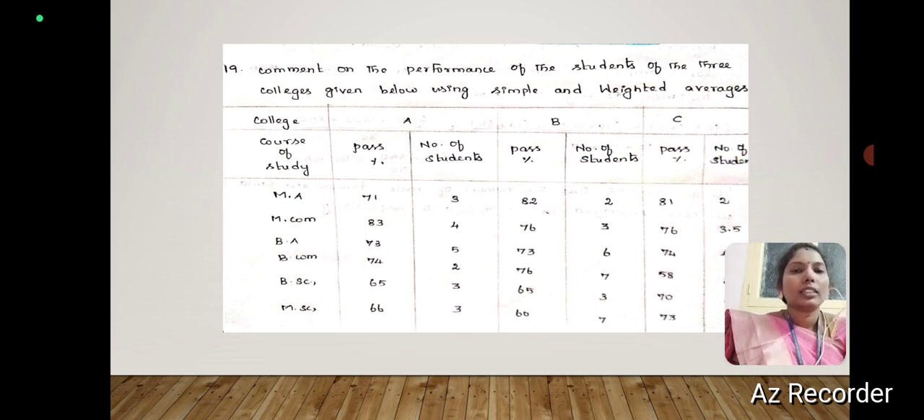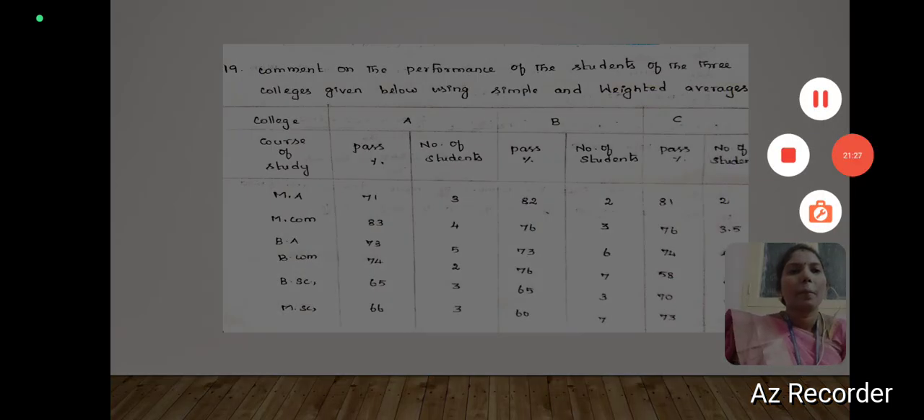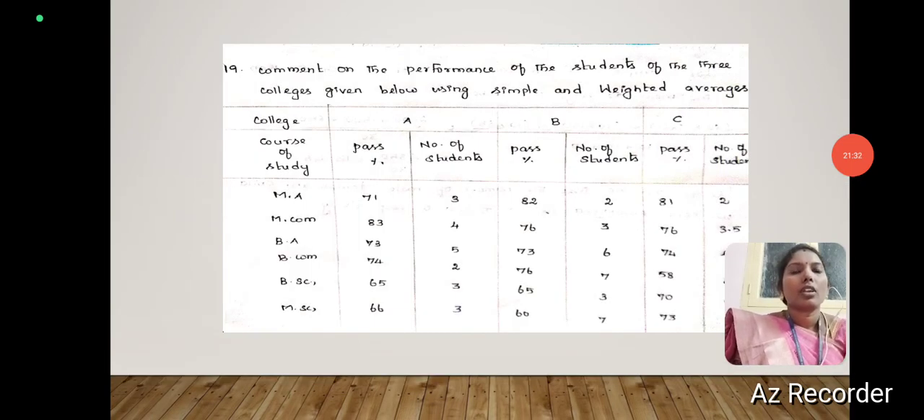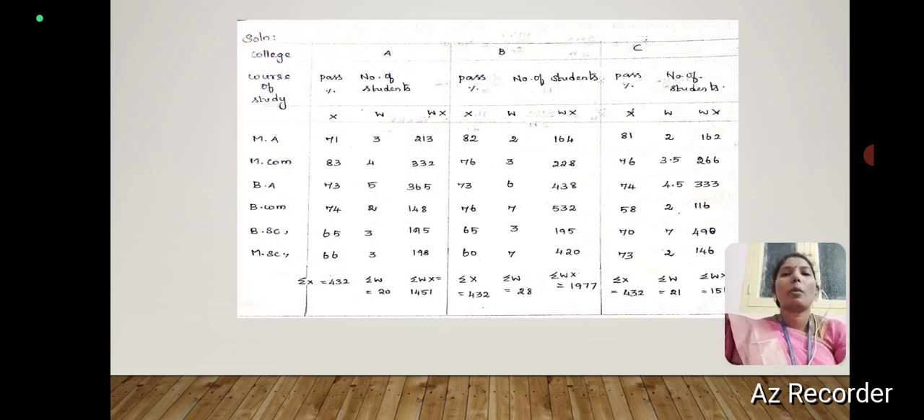And the 19th problem is: comment on the performance of the students of the three colleges given below using simple and weighted averages. First is given the course of study. The three colleges A, B, C are given, and each is divided into two columns: one is pass percentage and the other is number of students, and likewise for B and C. So the solution of this problem is as follows.